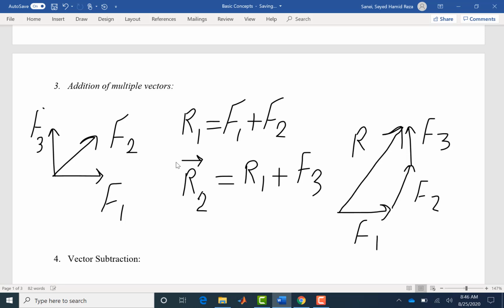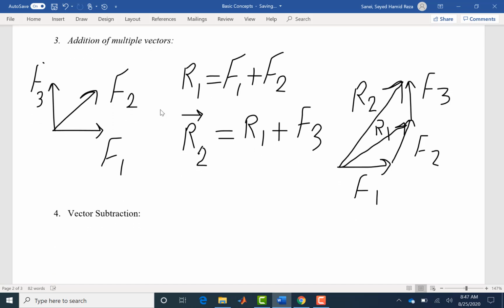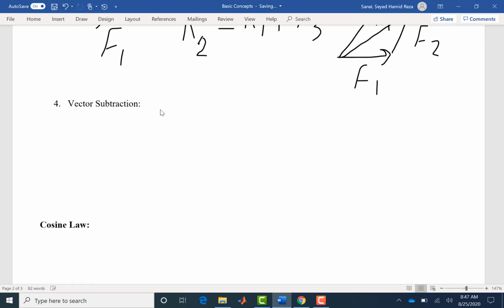R. Here I named it R2 rather than adding individually. And this would be my R1 if I want to add them one by one. So that's the addition of multiple vectors. Again, we are dealing with vectors. We can't just add the values of the two.